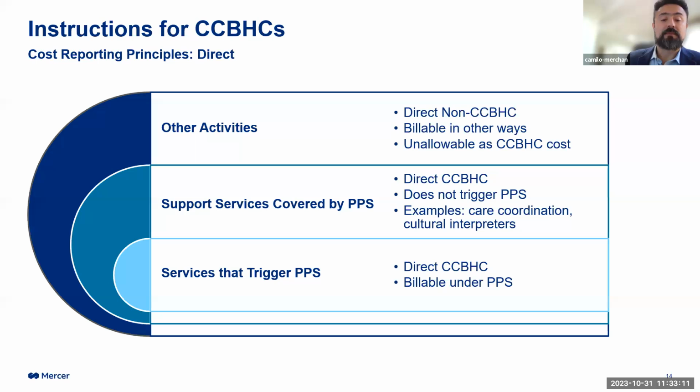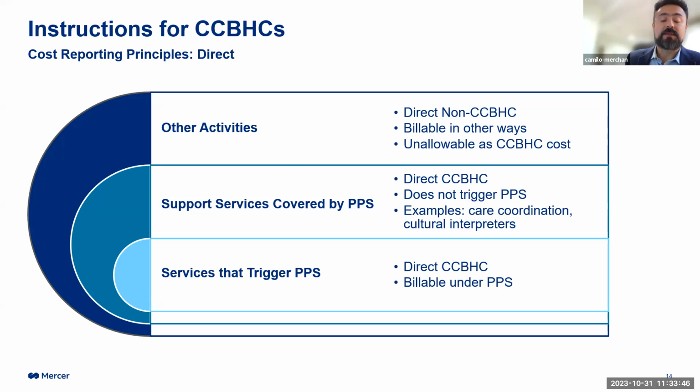And this chart gives more details on what is a direct cost. So going from bottom to top, the services that we just covered in the previous slides that had a procedure code and modifier are the ones that basically trigger a visit. And those are direct costs, as it's saying in the chart. They're available under PPS. Then we have the support services covered by PPS. So those are costs that are not necessarily triggered by the visit, but they have to be included in the calculation.